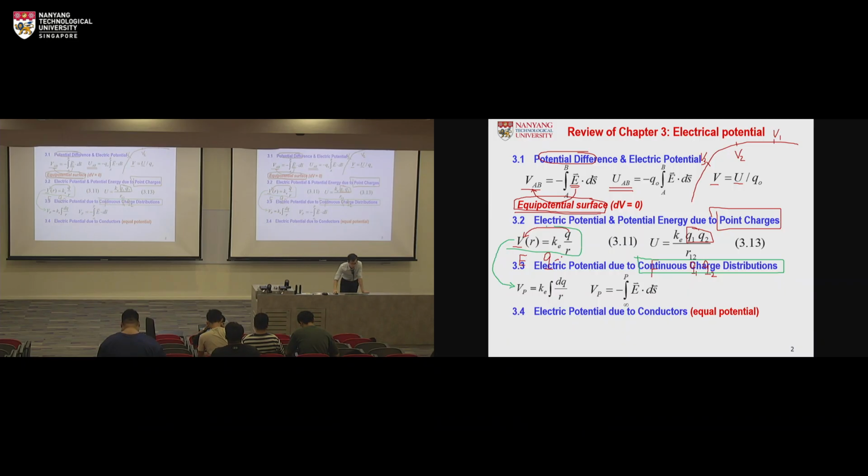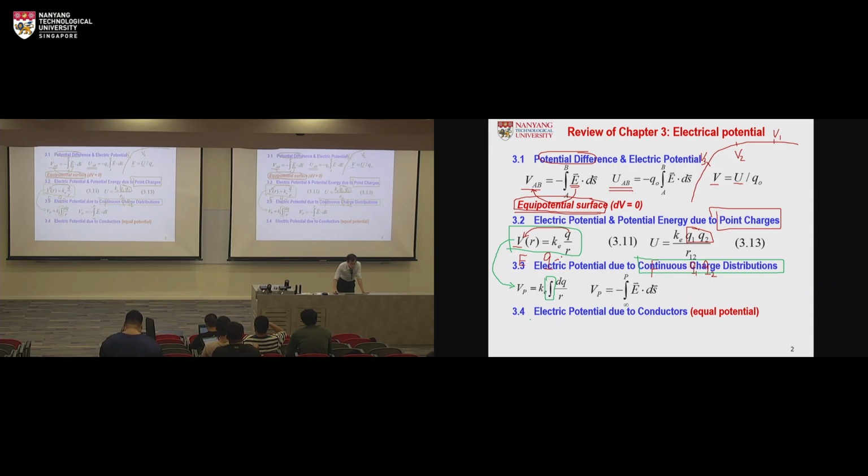Here you already have this V due to a single point charge Q. And from here, if you want to determine the V due to an infinite number of charges, what you need to do is to do this integration, right? So you can see the logic or the general approach is the same. It's just a different parameter, and the starting formula is a bit different, right?